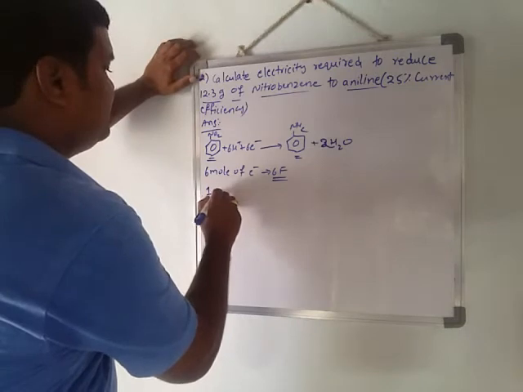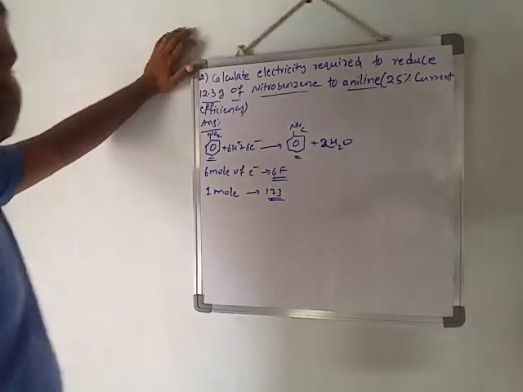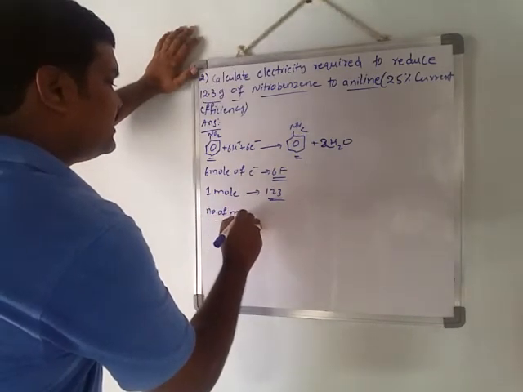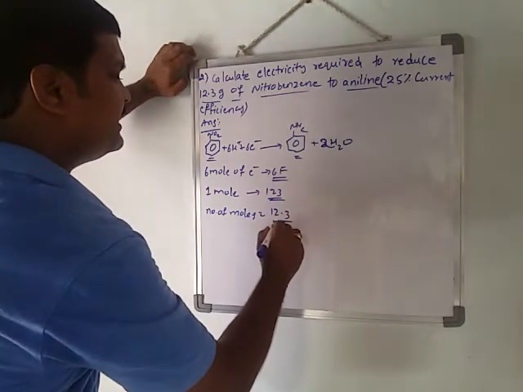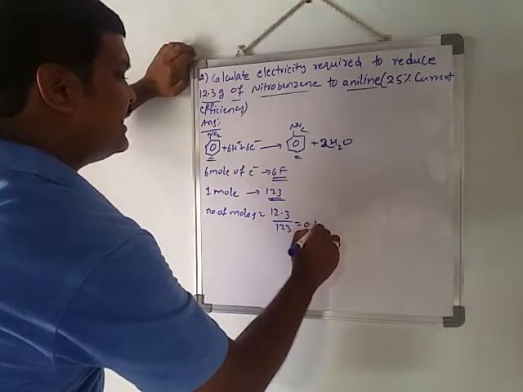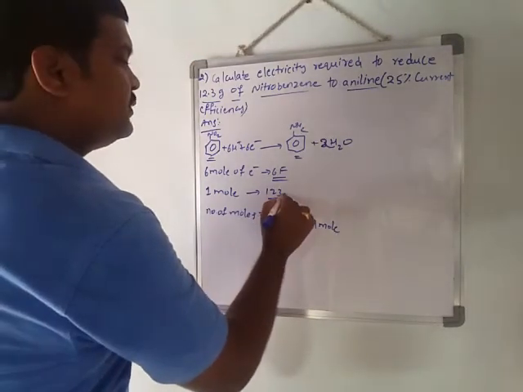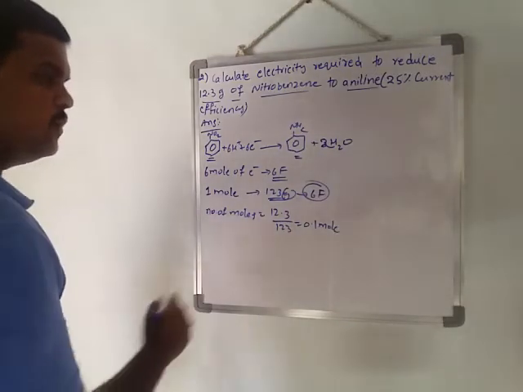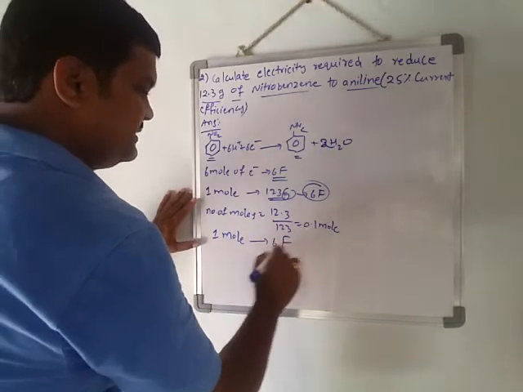So 1 mole is 123 grams. Yes or no? So number of moles, how much? Number of moles is equal to weight, that is 12.3 by 123, that is 0.1 mole. Yes or no? So 1 mole, 123 grams, requires 6 Faradays. So 1 mole requires 6 Faradays.